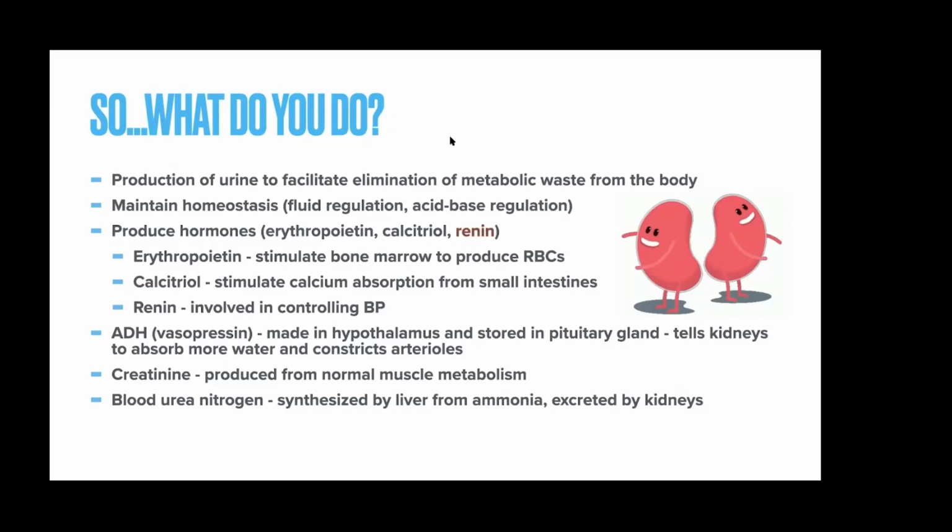A couple other words to remember: ADH, our antidiuretic hormone, also known as vasopressin. This is made in the hypothalamus, and it's stored in the pituitary gland. And this is telling the kidneys to absorb more water, and it's also going to constrict our arterioles. It's going to help with blood pressure as well. On our blood work, for our kidneys, we see creatinine and blood urea nitrogen, or BUN. Our creatinine is produced from normal muscle metabolism, whereas our BUN is synthesized by the liver from ammonia, and it's excreted by the kidneys.